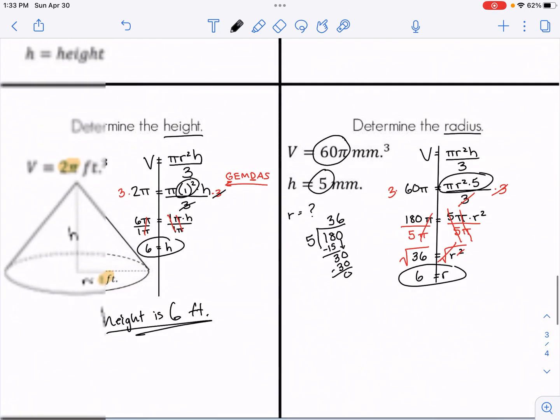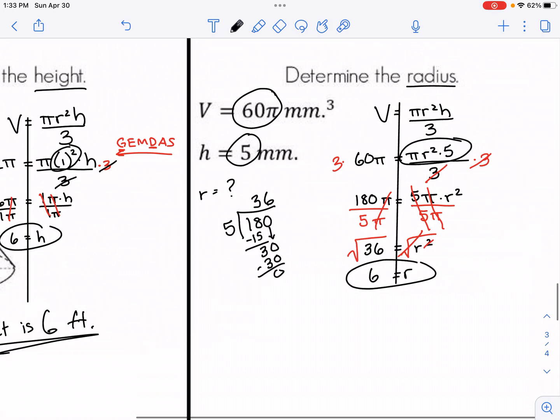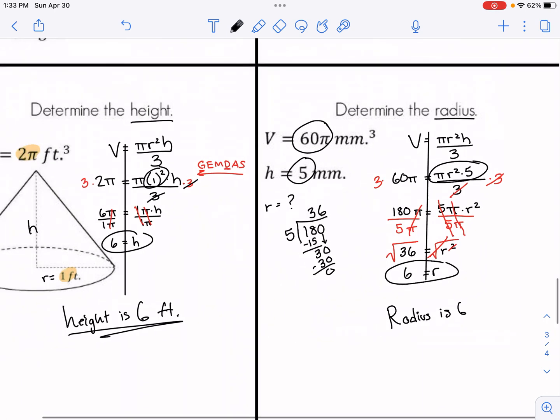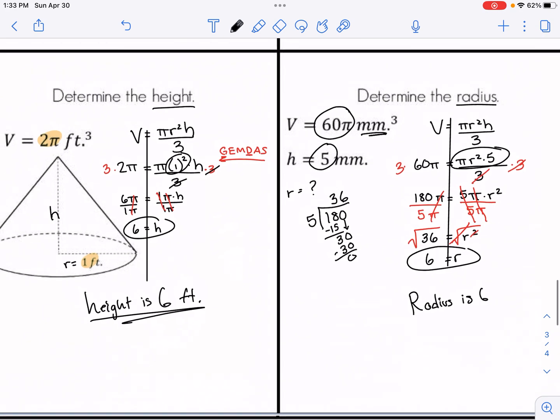So I know this is the same answer as the last one, but the last one, it was represented as a height. This one is the radius. So we're going to say that the radius is 6, and our units here is mm, which stands for millimeters.